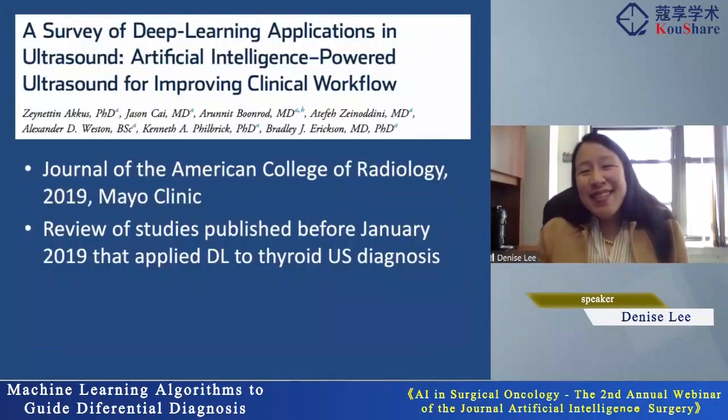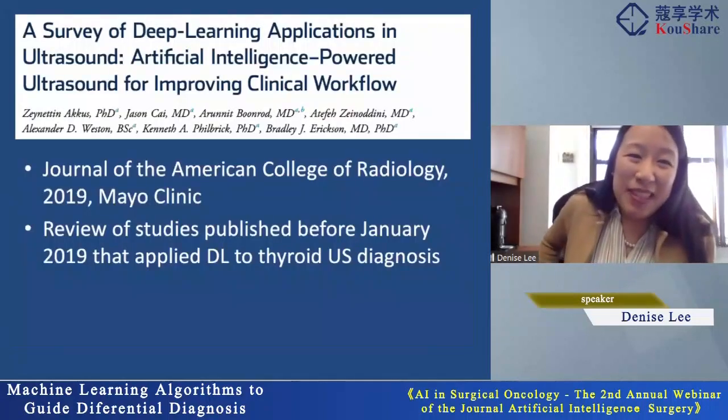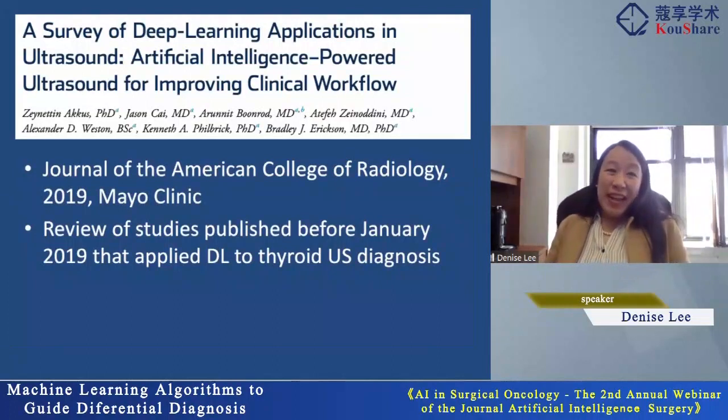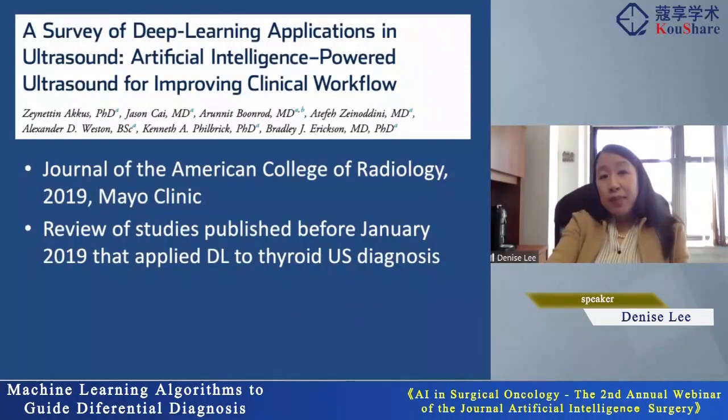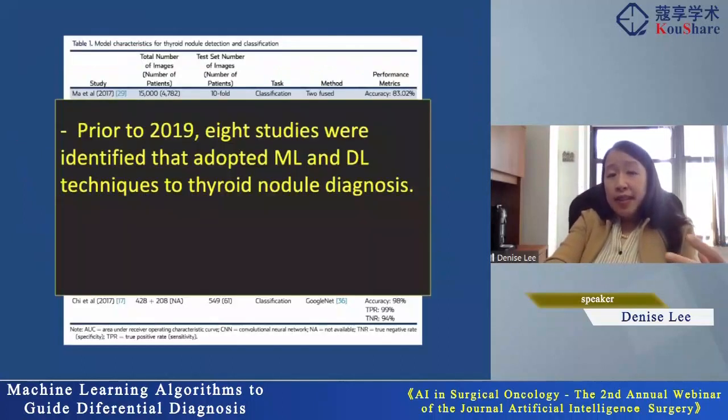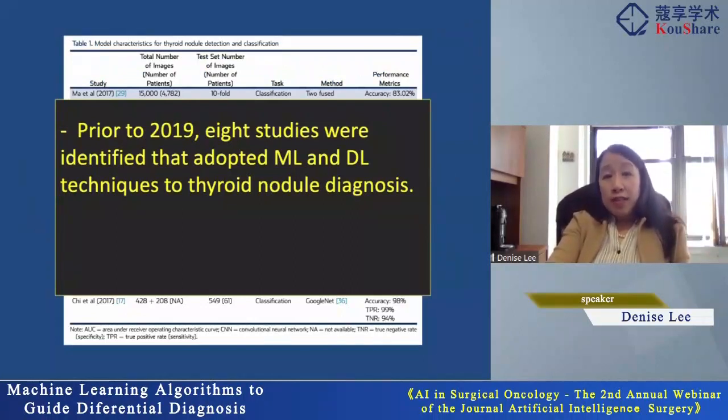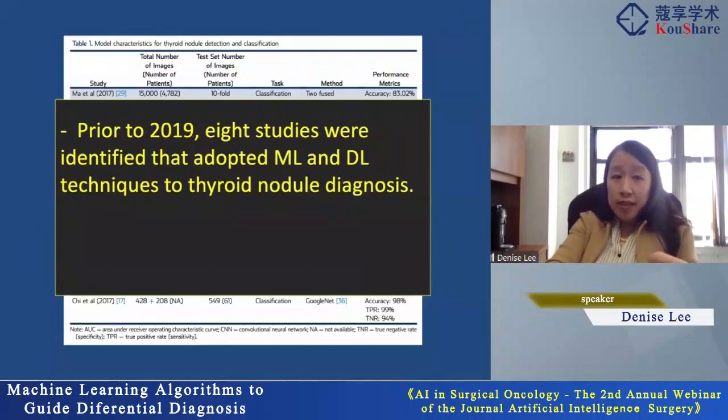So just reviewing some of the work that's been done in the field of, at least, ultrasound. This study, published in the Journal of the American College of Radiology in 2019, was just a review of all the studies published before January of 2019 that applied some sort of deep learning methodology to thyroid ultrasound diagnosis. And at the time, just a few years ago, only 8 studies had been published that used some sort of machine learning or deep learning techniques for thyroid nodule diagnosis.